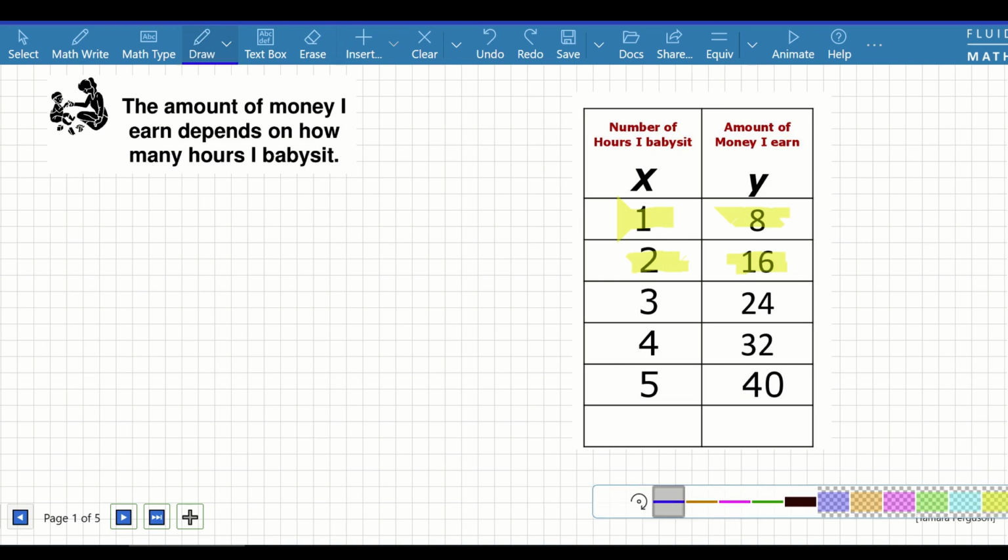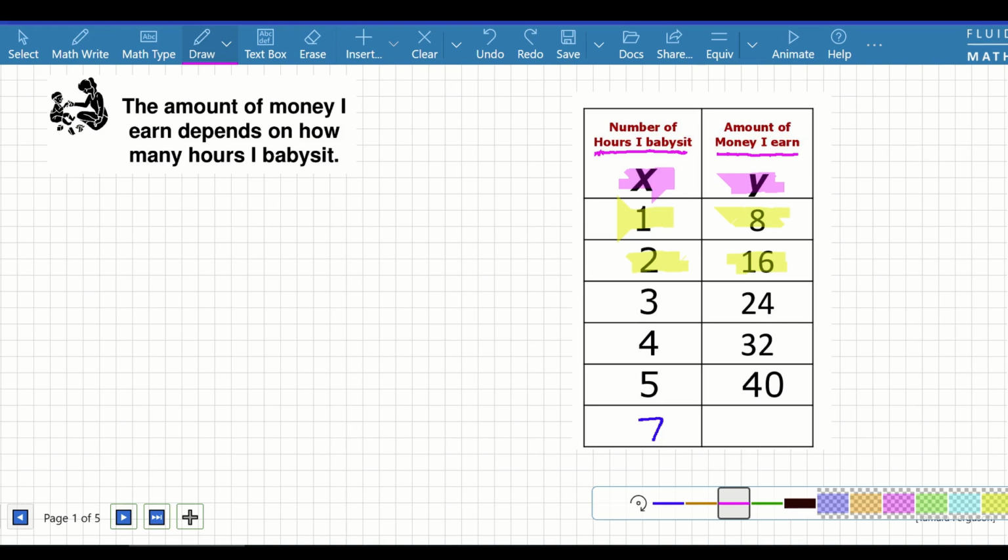But what if I wanted to know how much I would make if I worked 7 hours? I can use the patterns in this table to help me make a prediction. Notice that the left column is labeled with an X and the right is labeled with a Y. That helps me know that the left column, the number of hours I babysit, is actually the independent variable, and everything in that column is associated with X values. The amount of money that I earn is the dependent variable, and it's associated with the Y values.